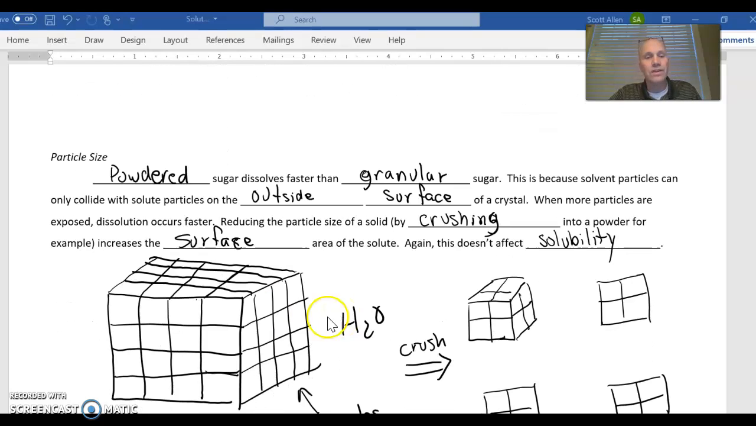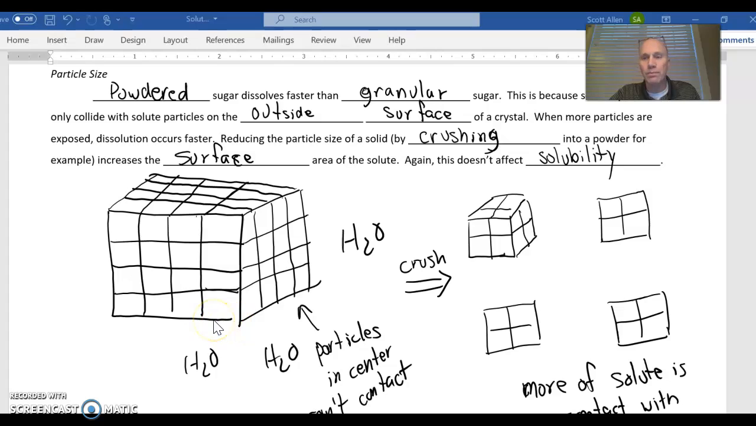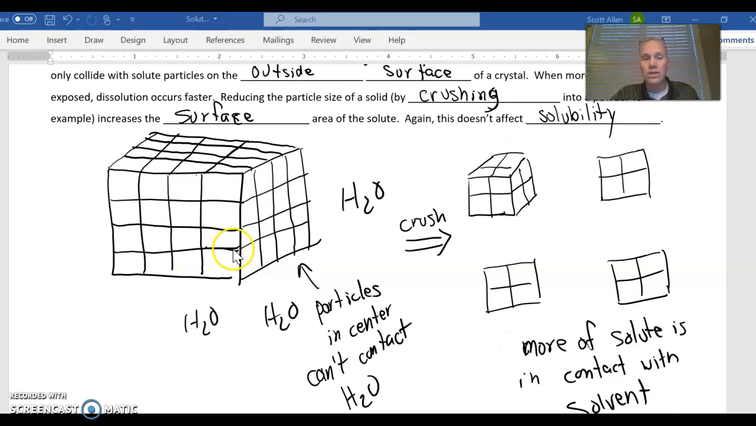The reason for this is that when you have granular sugar, the particles are bigger. If we just tried to diagram what granular sugar would look like compared to powdered sugar, picture this being 1 crystal of granular sugar, where each of these cubes here would be a sugar molecule. Notice that the only part that can dissolve on this sugar cube is the part that is exposed to the solvent, and that's going to be the outer layer. So if you had this 4 by 4 by 4 cube, there are going to be some sugar molecules in the center of this that are not exposed to the water molecules.